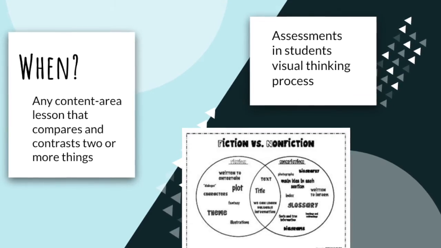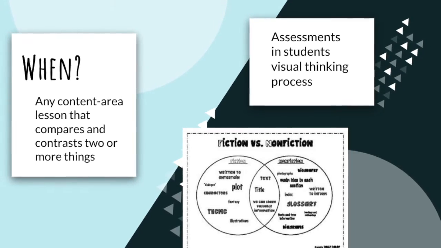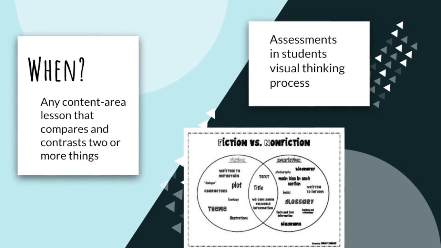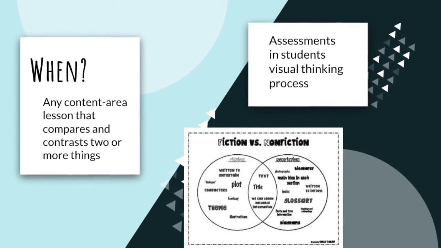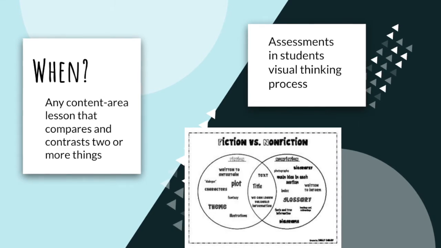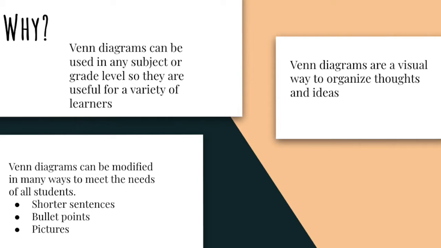As for assessments, Venn diagrams can be used to assess students' visual thinking process. If the assessment focuses on organizing information, students view written text, pictures, diagrams, or videos about 2 items that have some related characteristics. We use Venn diagrams because they can be used in any subject or grade level, so they are useful in a variety of learners and ages.